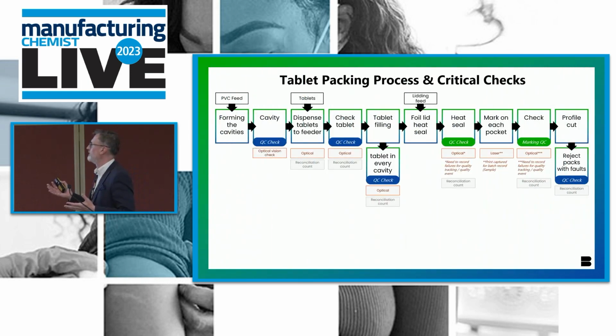And then we've highlighted on this diagram some of the QC checks that we do on the line, and they're color-coded just to indicate whether they are critical or non-critical. The green ones are the more critical checks that we need to capture. And you can see below the checks what the method is for doing those checks. In the main, it's vision systems.